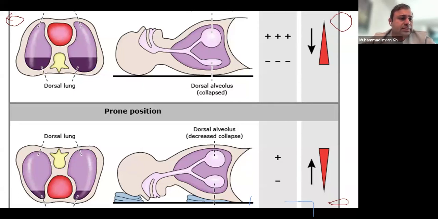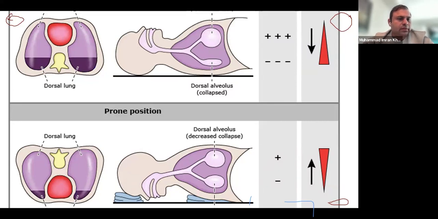What prone positioning does is basically reduce the difference between the dorsal and the ventral transpulmonary pressure, which you can see the difference over here. And once this difference is decreased, the ventilation becomes more homogeneous, leading to a decrease in ventral alveolar overinflation and dorsal alveolar collapse, and recruitment of alveoli that had collapsed during the supine position.